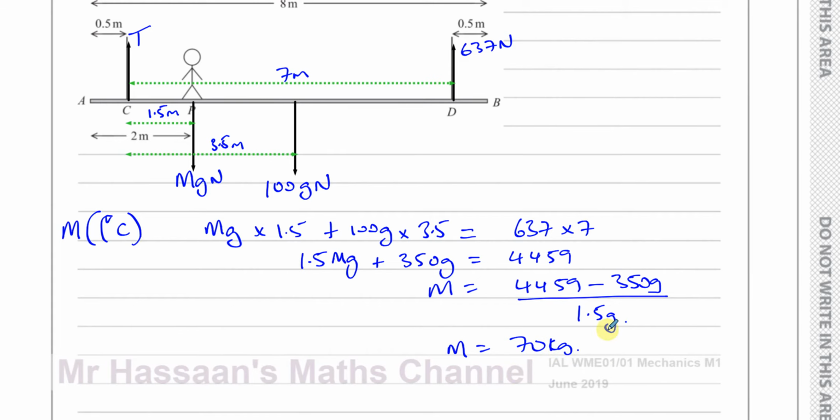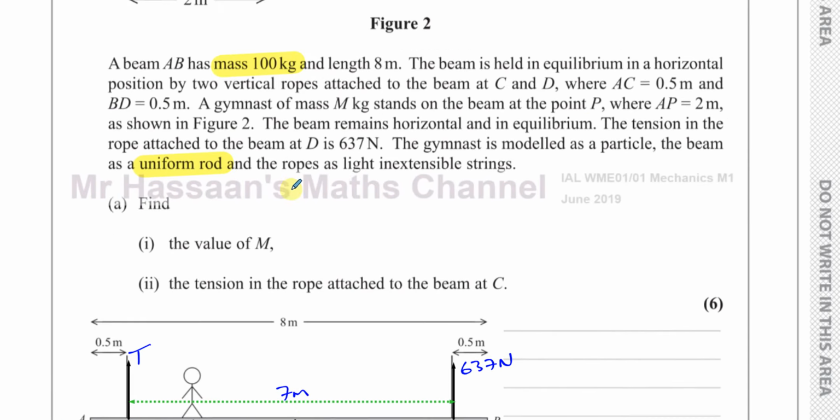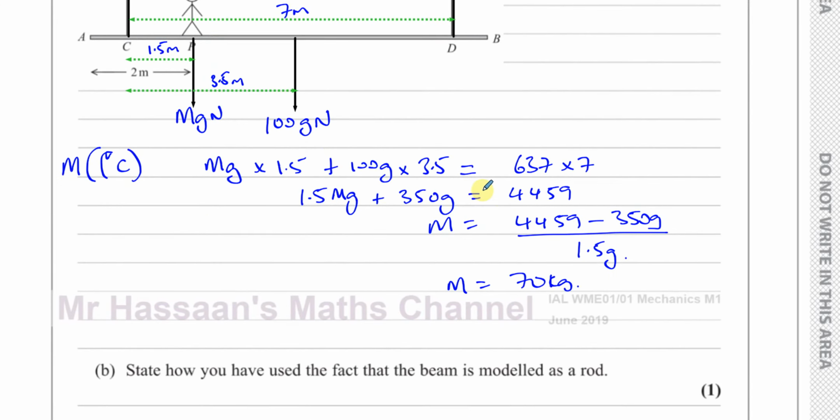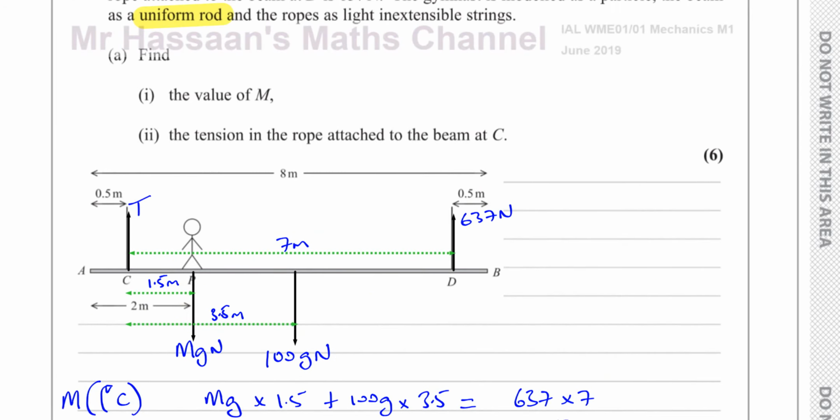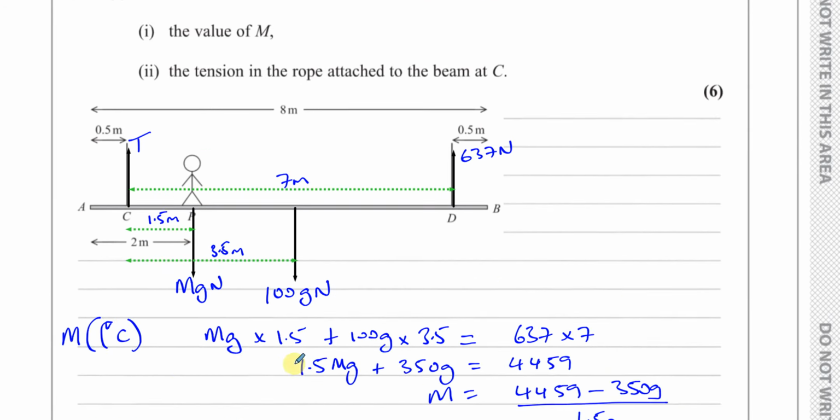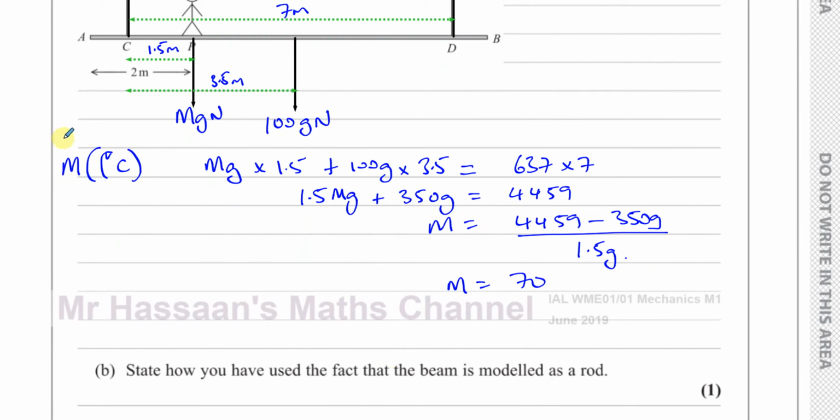So m is 70 because the unit is already there. M kilograms, right? Yeah, so we'll just say m is 70. You don't have to mention the kilograms because it's already given in that unit. So m is equal to 70, and that's the answer to part 1. That's the value of m.